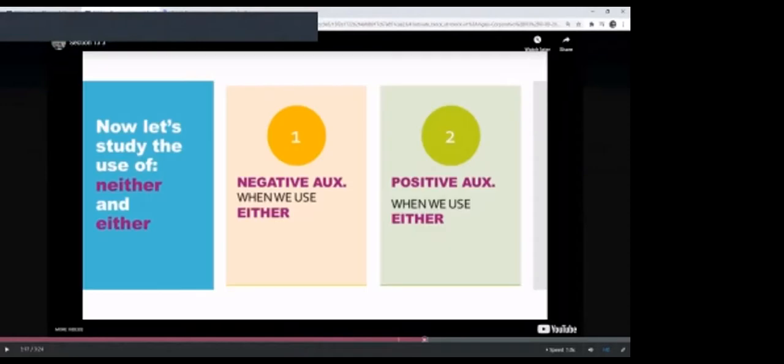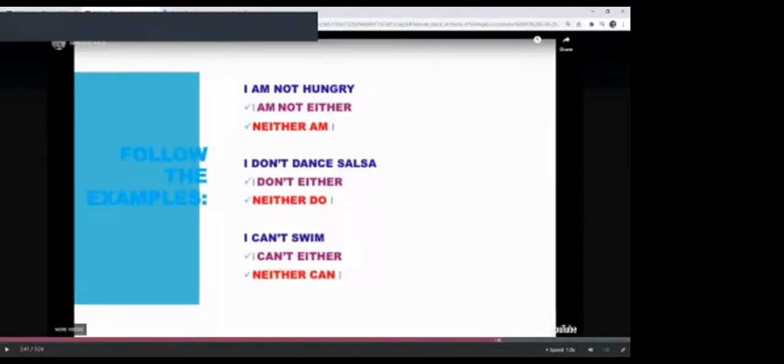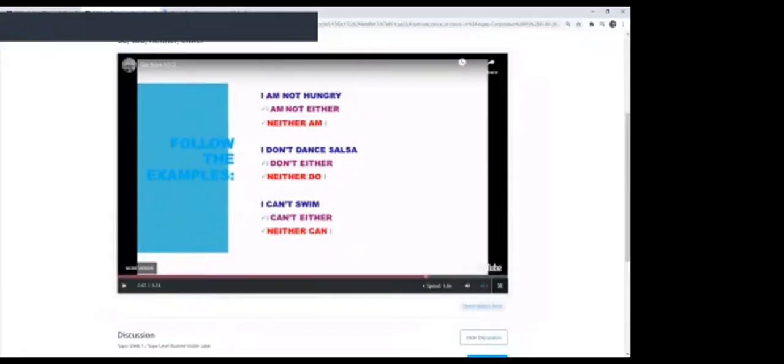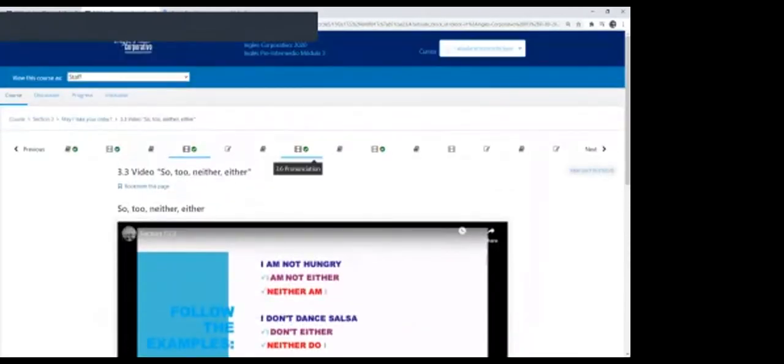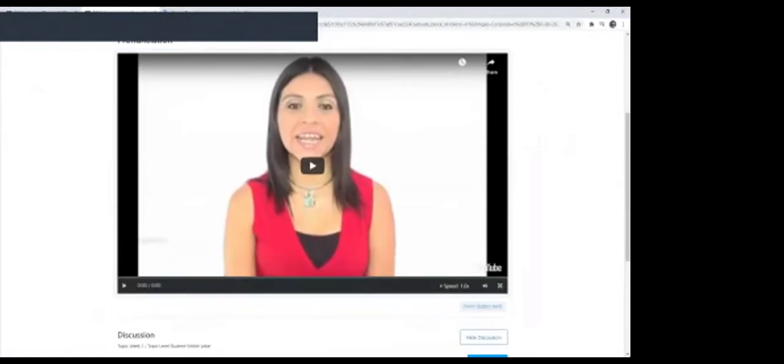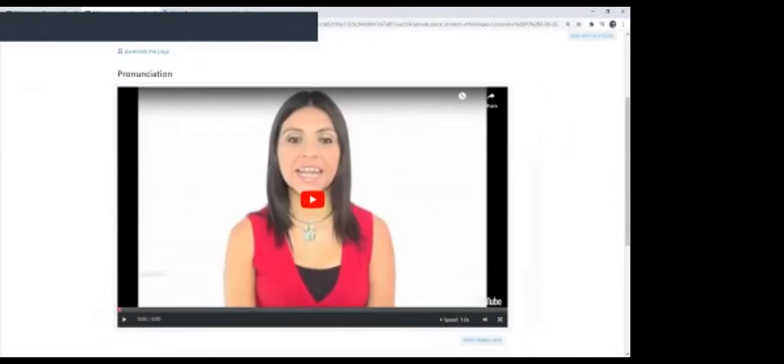That's what we saw in the previous class, remember? With neither and either, again: negative auxiliary, we use either. Positive auxiliary, we use neither. And we saw some examples too. I am not either, neither am I. And today we will talk about the pronunciation, the intonation, I will say, of these four words. Okay, please pay attention.